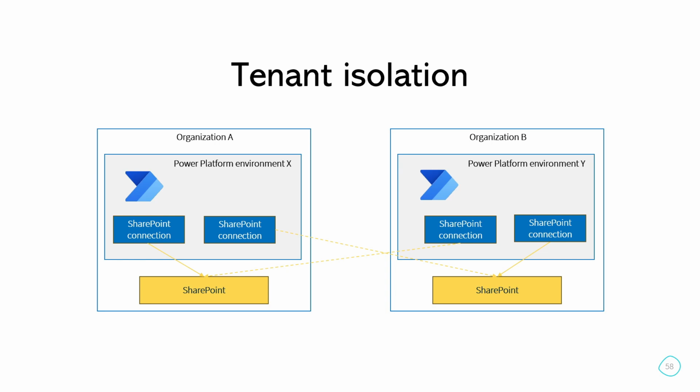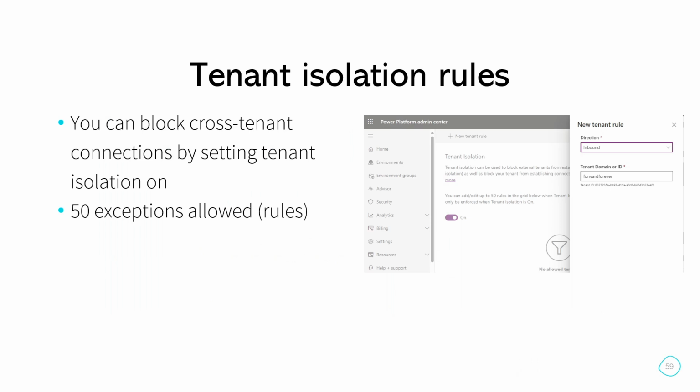And of course, DLP policies can't do anything because we can't forbid SharePoint, since we are using SharePoint the right way. And from my home tenant's point of view, this is called an inbound connection, and this is called an outbound connection. And if you like, you can forbid this. You can go to the Power Platform Admin Center and just turn this tenant isolation property on.